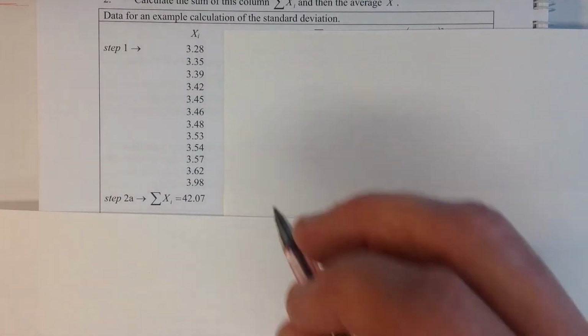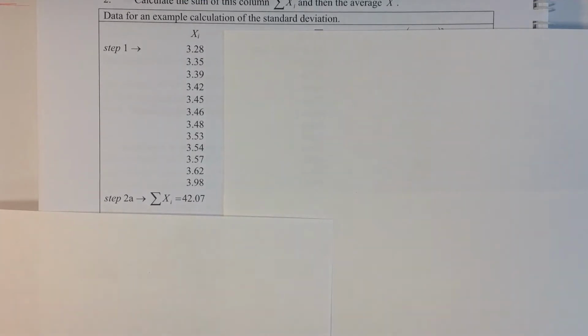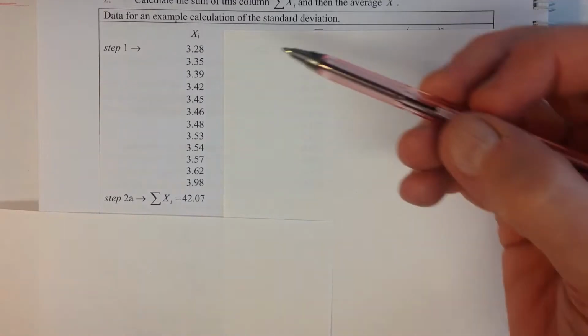This is Physics 1 Experiment 3, an example of the calculation of a standard deviation. In your laboratory notebook there is an example of how to calculate the standard deviation of a set of numbers. And basically just a few things about notation.